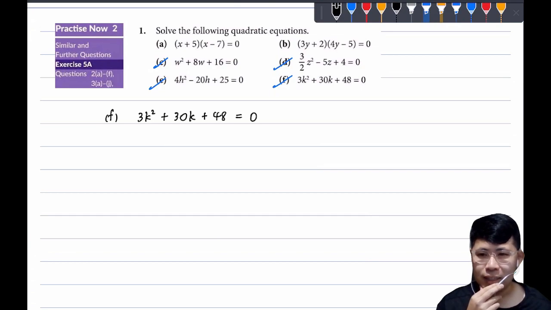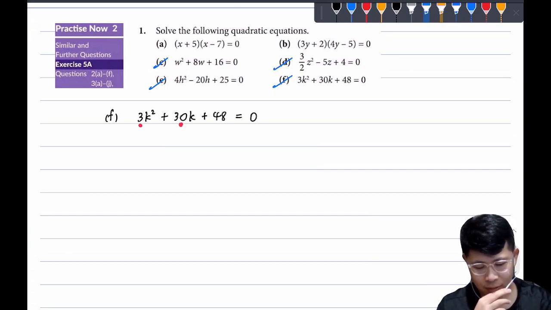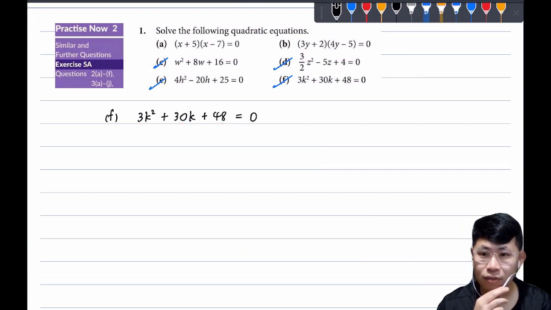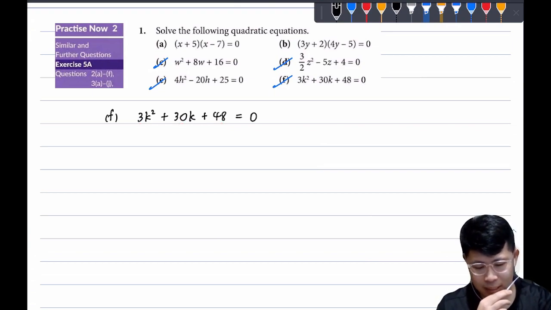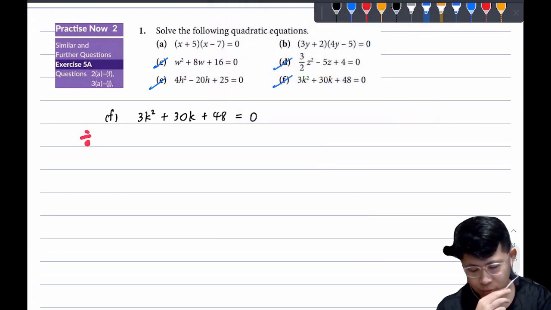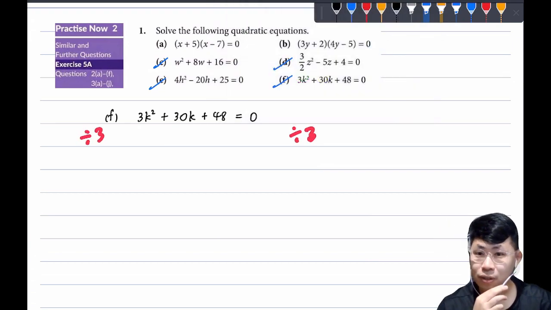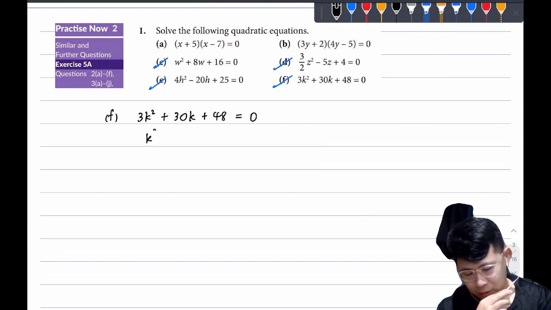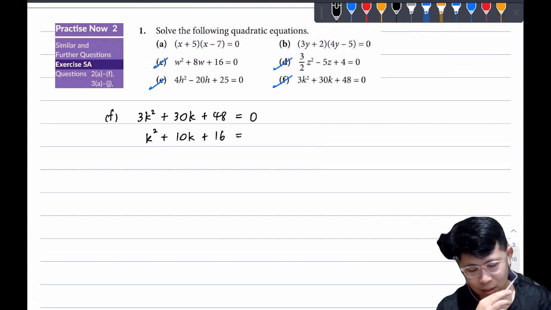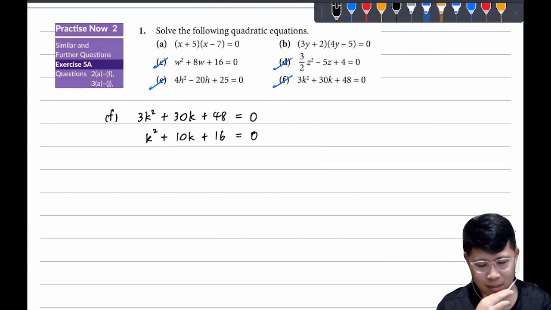Okay, so last but not least, we have 3k squared plus 30k plus 48. Same thing, let's observe this is a quadratic equation. The highest power of k is 2, and we'll probably need to factorize first. Before this, observe your 3, 30, and 48. These are numbers that have a common factor of 3. So let us divide by 3 on the left, and also divide by 3 on the right. On the left, it's going to be k squared plus 10k plus 16. On the right hand side, 0 divided by 3 is 0.